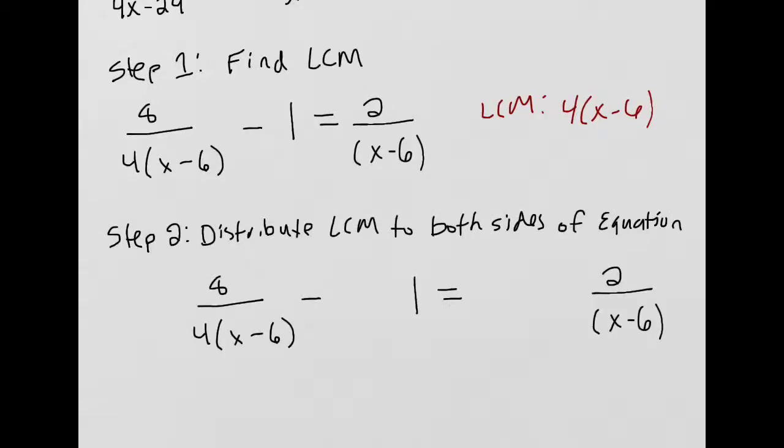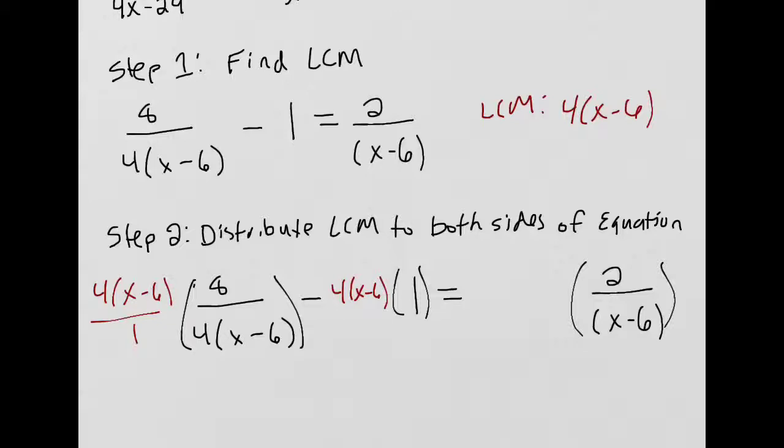I've just rewritten our equation and I've written our steps. We're going to distribute that least common denominator to both sides of the equation. I'm going to start by putting each of my original terms in parentheses, and then I'm going to multiply each of those terms by 4 times x minus 6 over 1. Since the 1 isn't a fraction, I'm just going to leave the over 1 out. And then on the other side, I've got times 4 times x minus 6 over 1.